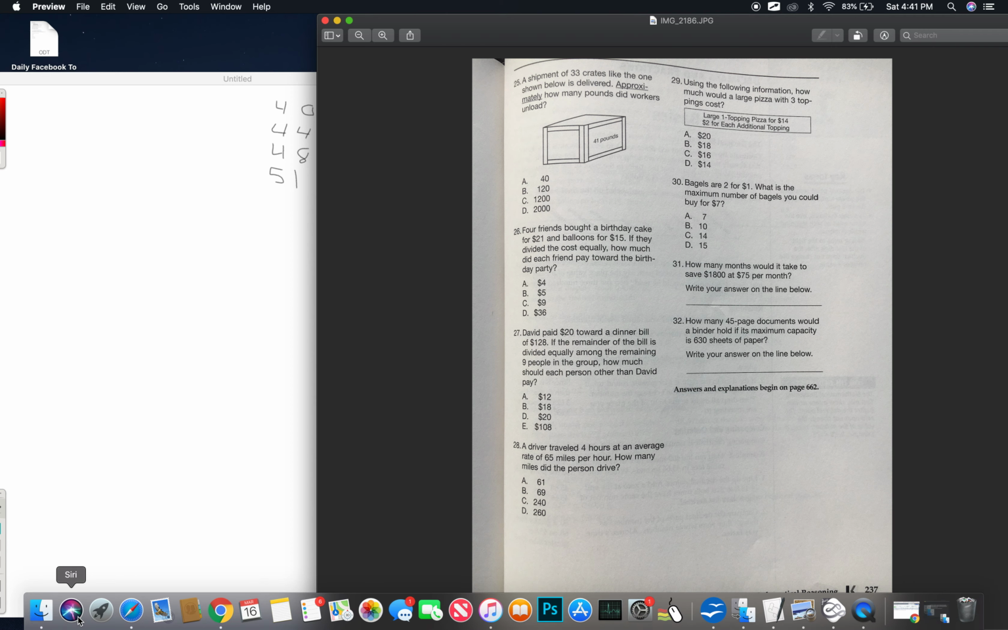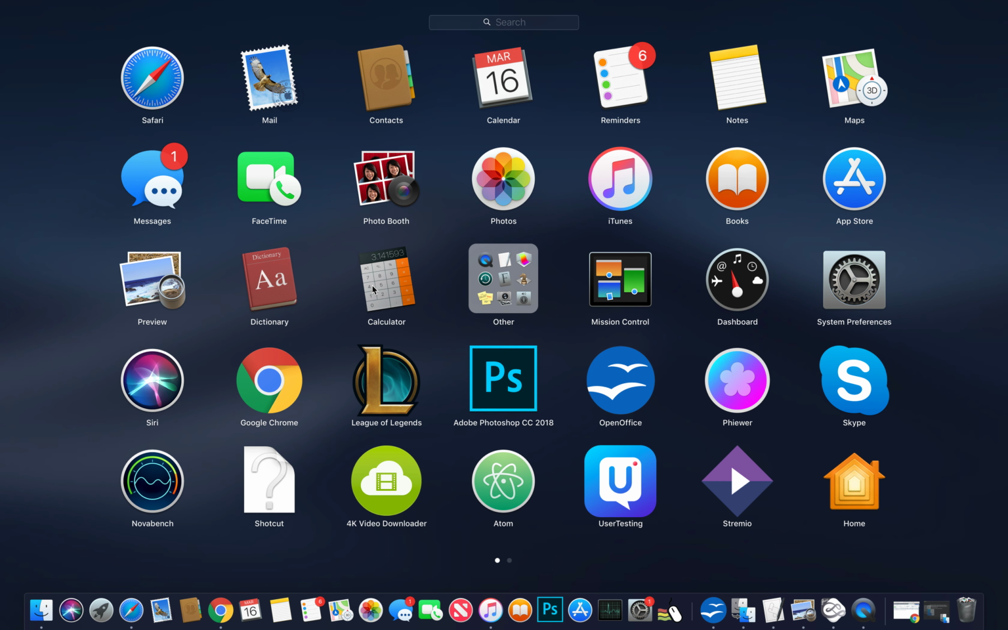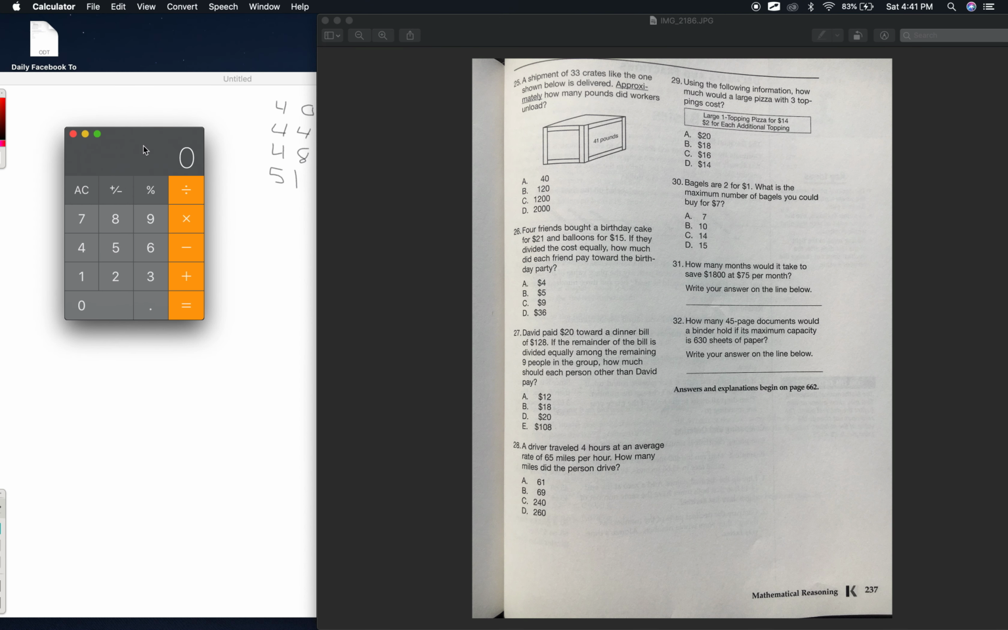Well, first of all, let me pull up my calculator again. So let's do that. So let's find the total number first. So it would be 21 plus 15. Okay, now we have the total amount that we can divide by the 4 friends. Okay, so $36 were spent divided by 4 friends. That equals 9. So how much should each friend pay towards the birthday party? The answer is C, $9.